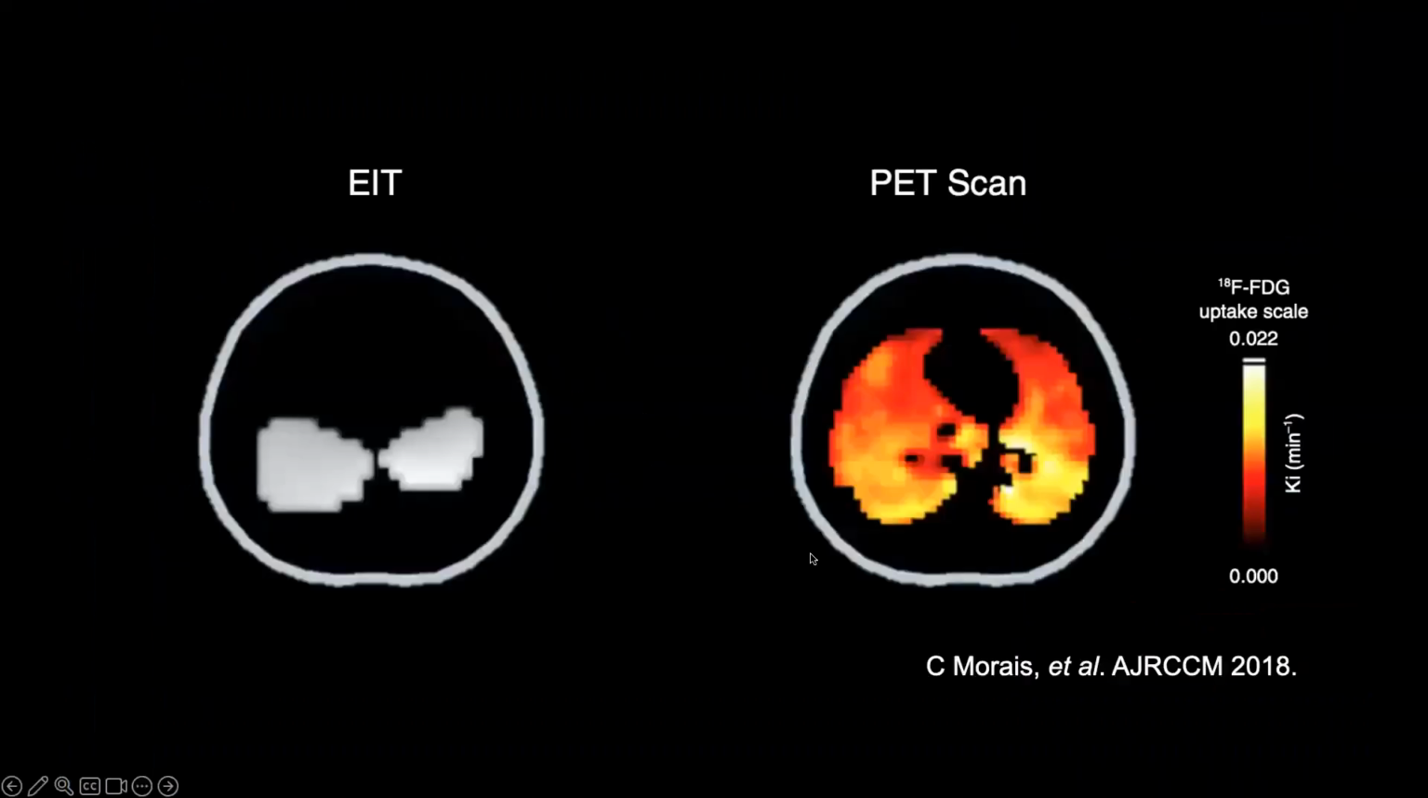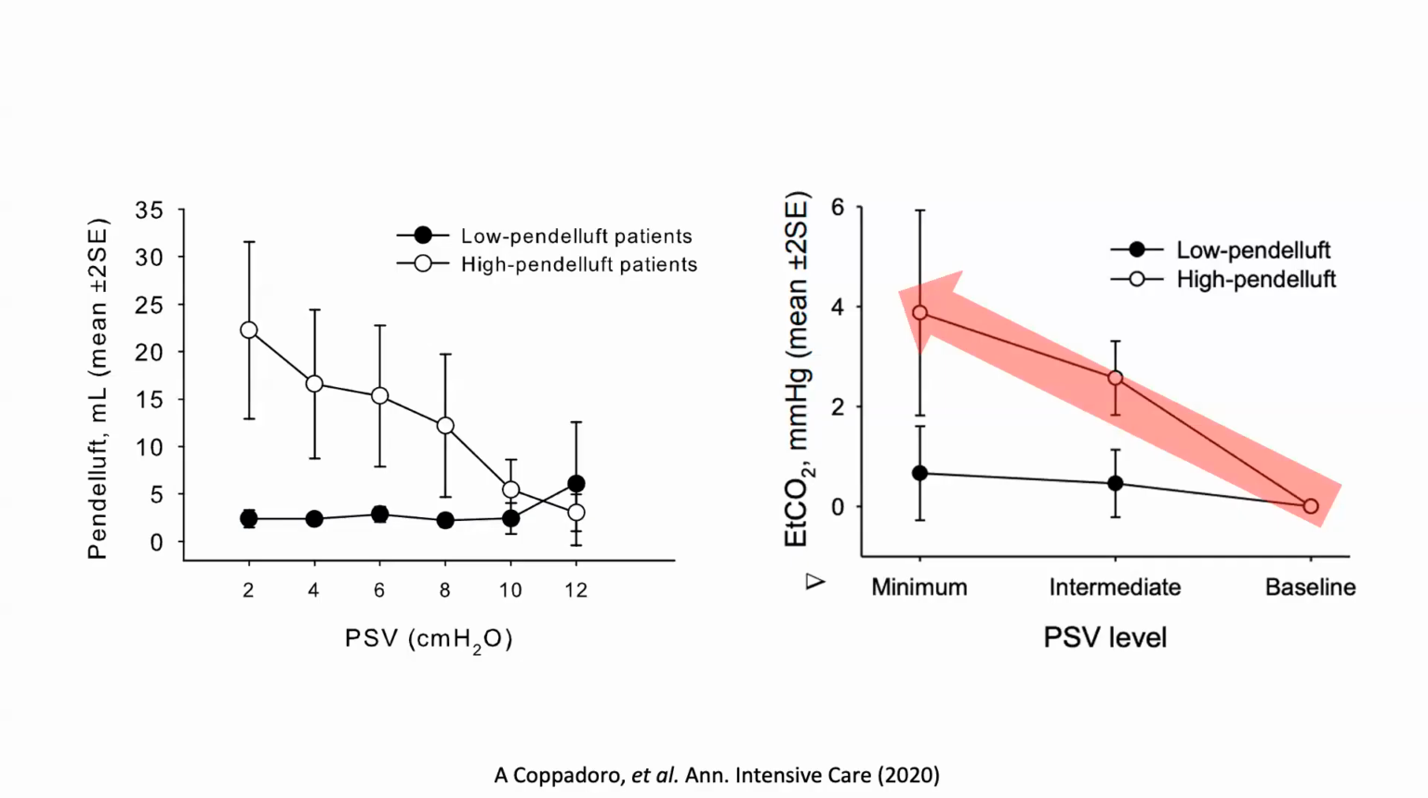And recently we published this paper using PET scan, showing that in a high inspiratory effort model, we may induce regional inflammation assessed by PET scan. The white and yellow pixels represent areas with more inflammation that match with the higher pendeluft area. We can also monitor this during the weaning phase.